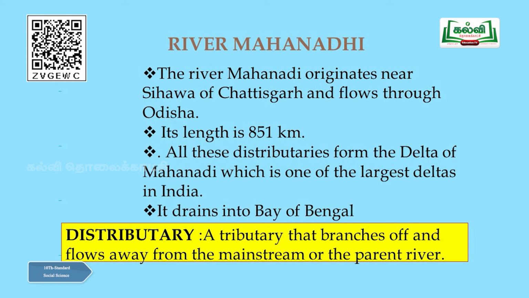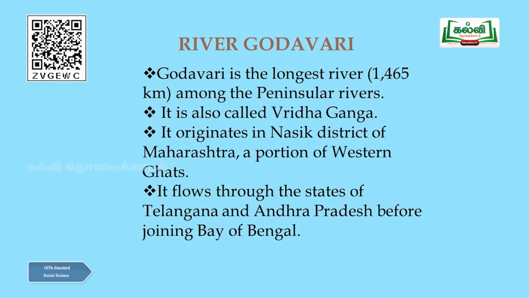What do you mean by distributary? A tributary that branches off and flows away from the mainstream or the parent river. A tributary that branches off and flows away from the main river is known as distributary. And second one is river Godavari. The Godavari is the longest river among the peninsular rivers. Which is the longest river among the peninsular rivers? Answer is Godavari. Very good.